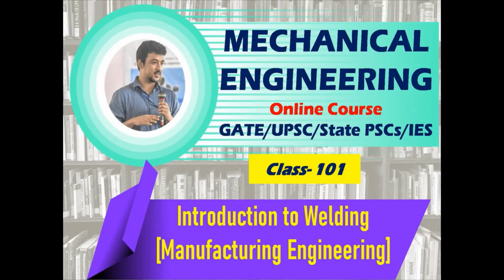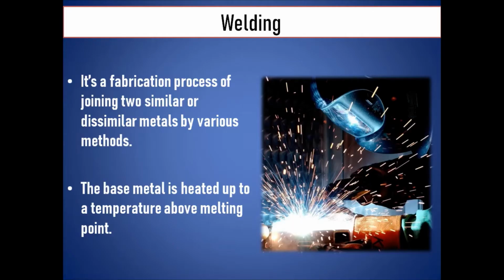In this video we are going to start the subject manufacturing engineering, and at first we are going to discuss the welding process. So in this video we are going to discuss the introduction part of welding. Welding is a manufacturing process of joining metals, similar or dissimilar, by melting the base metal. That is one important fact about welding: while joining we have to melt the base metal. That means the temperature should always be more than the melting temperature of the metal.